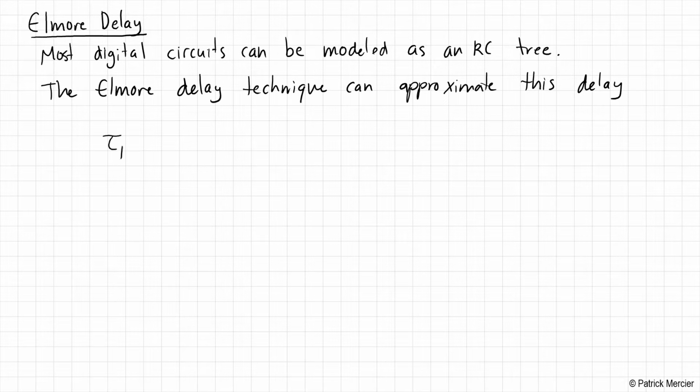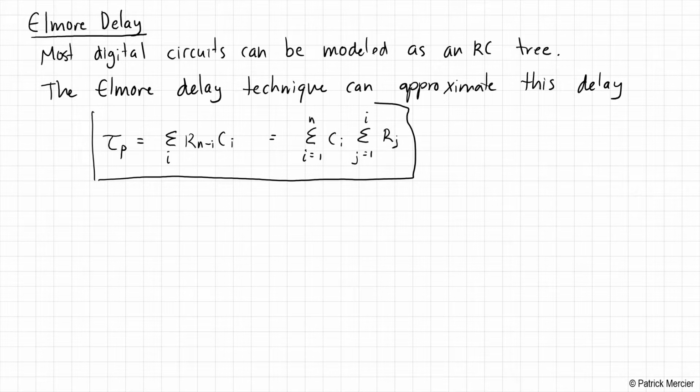So what we'll say is the delay, the propagation delay, is equal to the sum over all i of R_(n-i) times Ci. Another way to state this is the sum from i equals 1 to n of Ci times the sum from j equals 1 to i of Rj. That is the Elmore formula. Clear? Of course, this formula perhaps doesn't make a lot of sense until we dive a little bit more deeply into this.